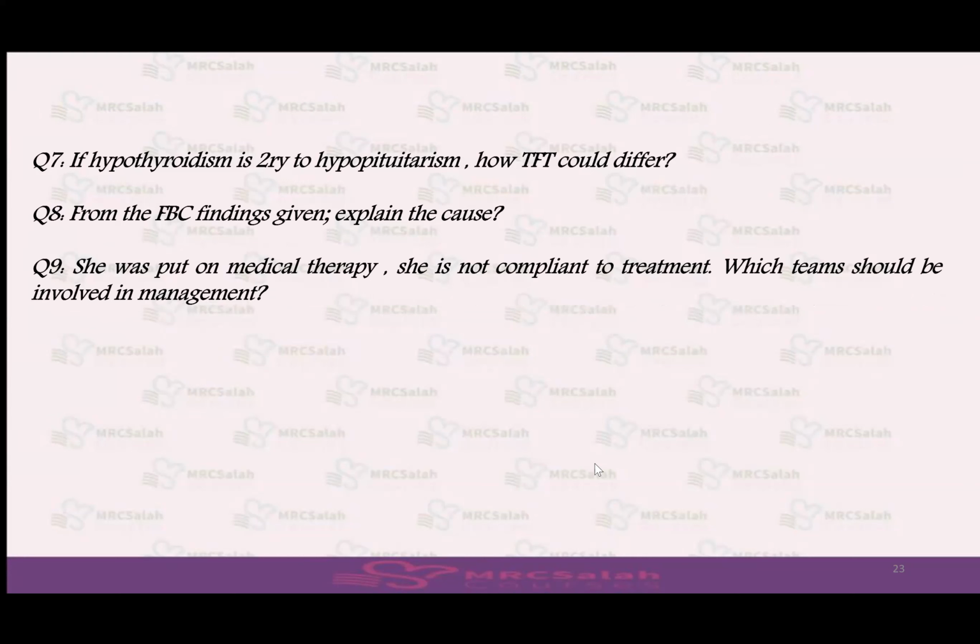Which part does the autoimmune disease affect in pernicious anemia? It affects the stomach, especially the parietal cells. Dr. Mansour, she was put on medical therapy but is not compliant to treatment. Which team should be involved in management of her condition? I have to involve the endocrinologist, the anesthesia consultant, and the surgical consultant. Also, I have to involve her relatives and her GP. Excellent. You have to mention her GP. Very well. Very good.